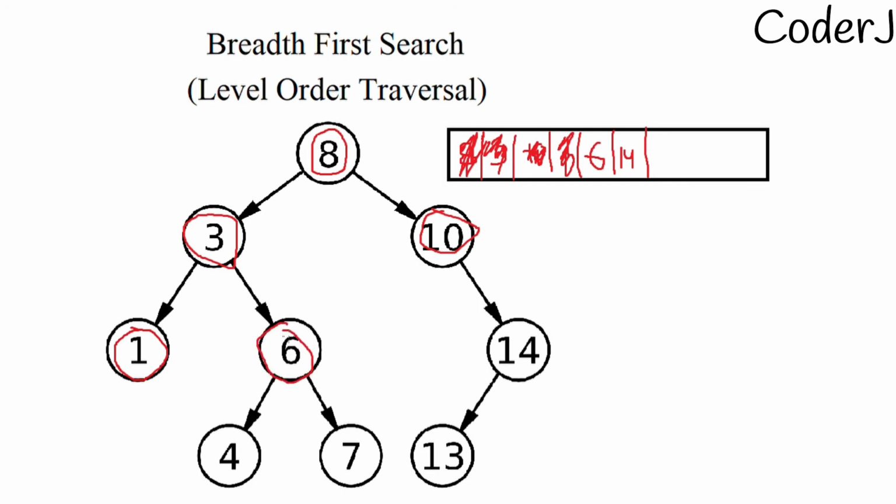Great. I think by now you know the drill, what we are supposed to do, right? We check if there's a left child. Yes, 6 has a left child. Append 4 in my queue. Does 6 have a right child? Yes. Append 7. Right, simple. And after that, what is the last step? Remove 6. Simple.